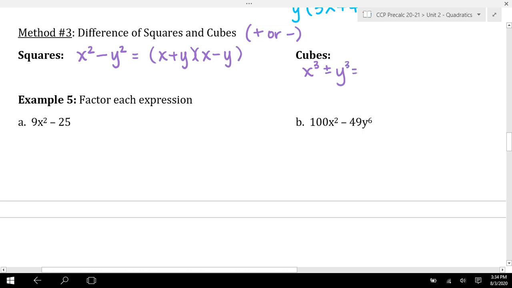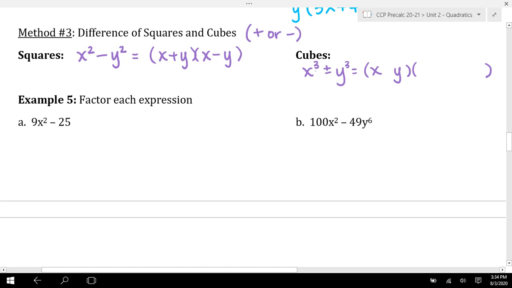Now this is, again, a different pattern, one that people don't always remember, but we're going to see if we can take care of that. So we will have two different factors. We're going to have a little one, and then we're going to have one that's a little longer. In the first factor, we're going to put our cube roots. So in dealing with x cubed, I would just put x, and with a y cubed, I would put a y. And the symbol between them stays the same as the original problem.